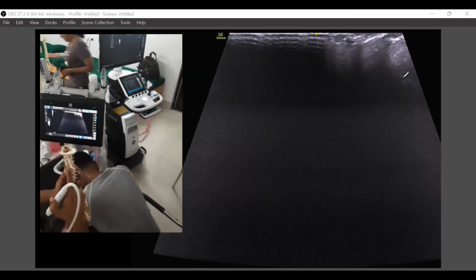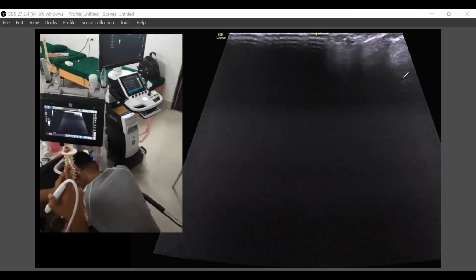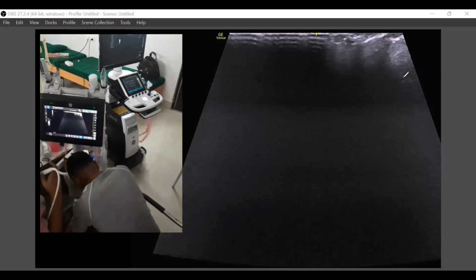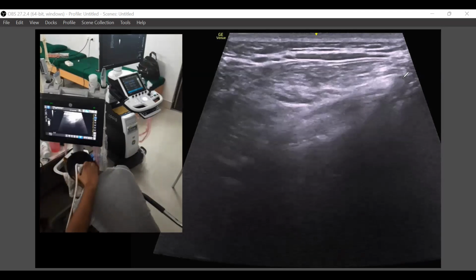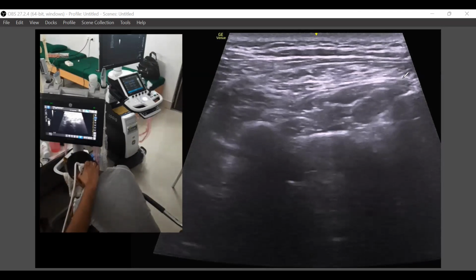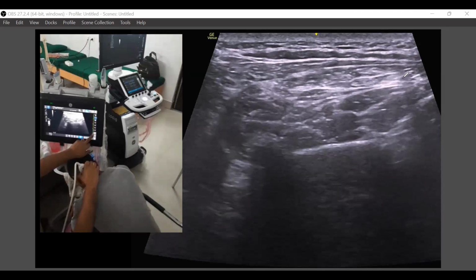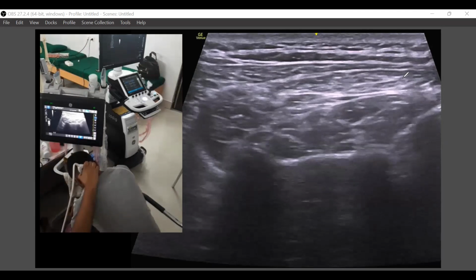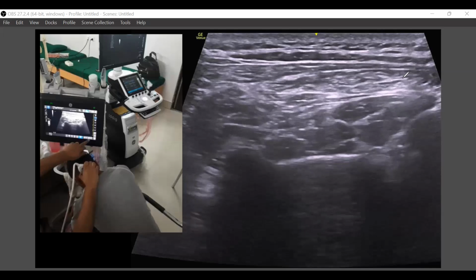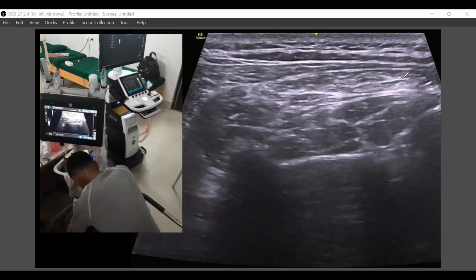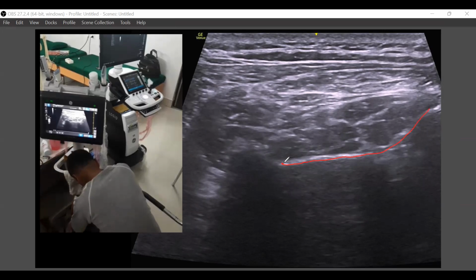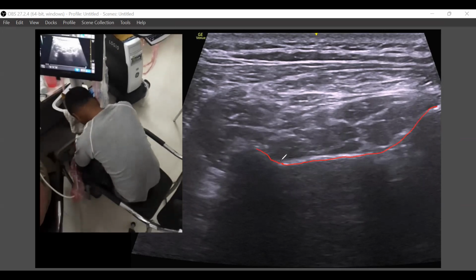So this is the lamina. Medially will be the elevated spinous process, and laterally there will be the elevated articular pillar. You see, this is the area where I'm talking. Let me reduce the depth a little bit so that you can appreciate it nicely. Here you can see this is the lamina, and this is the spinous process, and this is the articular pillar.